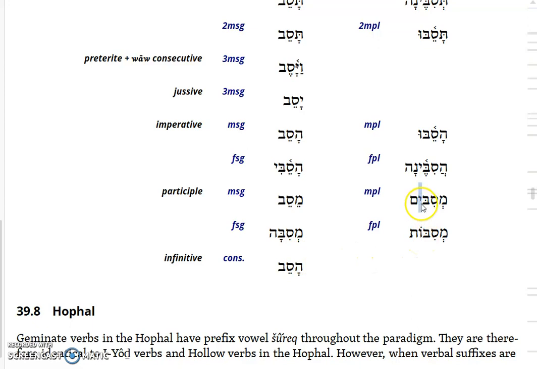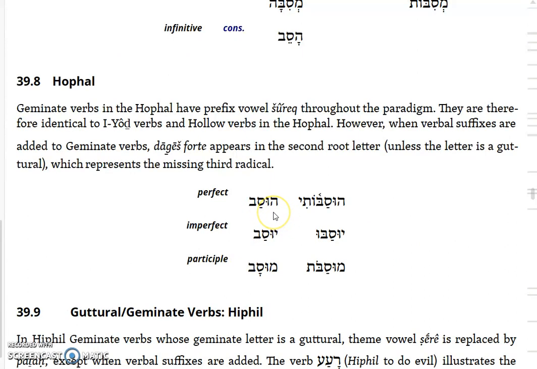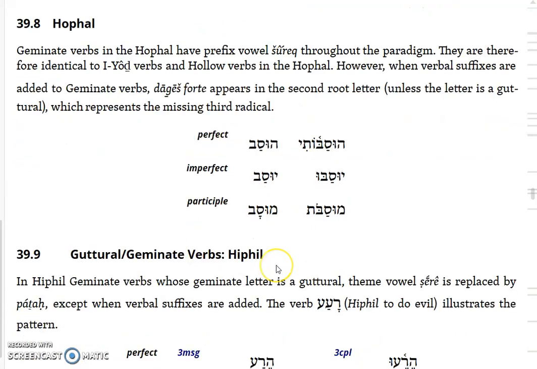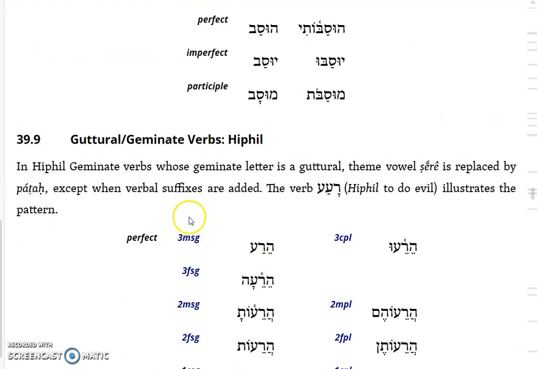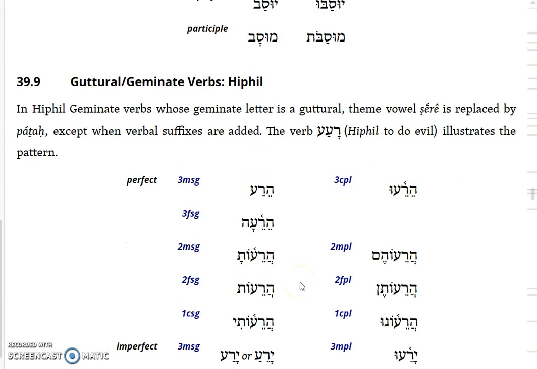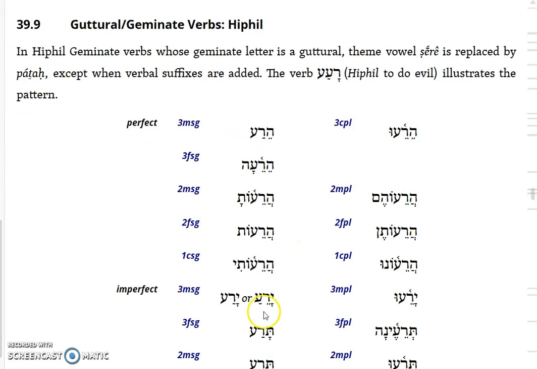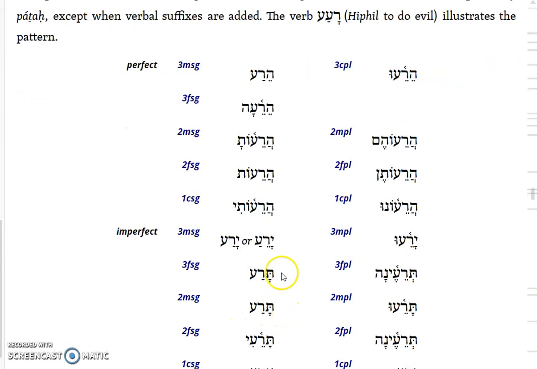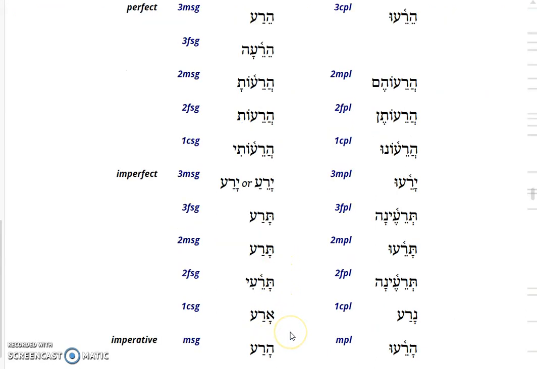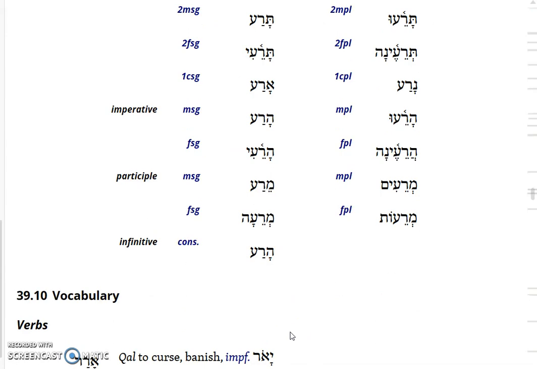And I noticed another typo here. There should be a hireq under that bet there. Hofal forms are husav with a u vowel all the way through, and also the imperfect yusav. And then guttural geminate verbs in the hiphil will have the hera, where it shortens the form in the perfect, to hera. And then in the imperfect, there are two patterns. One would be yara or yareya. But it'll have a preformative with the kamats under it in most of those forms.